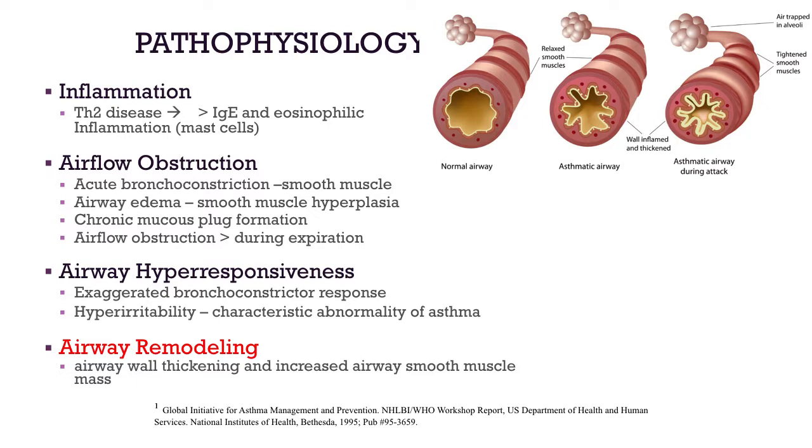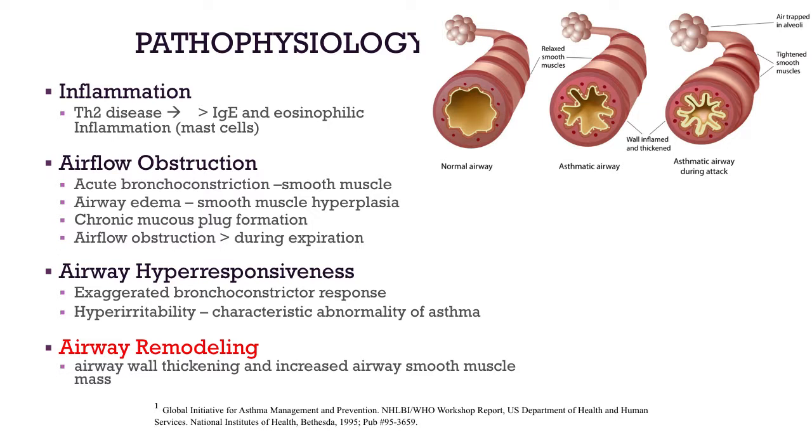Hyperresponsiveness is essentially an exaggerated bronchoconstriction response. So the smooth muscles around the airways become very irritable. Our receptors are more prone to bronchoconstriction, and we end up with the classic signs of chest tightness because the smooth muscles have constricted. We're further reducing the size of the airways, and we're further lending towards the wheezing.